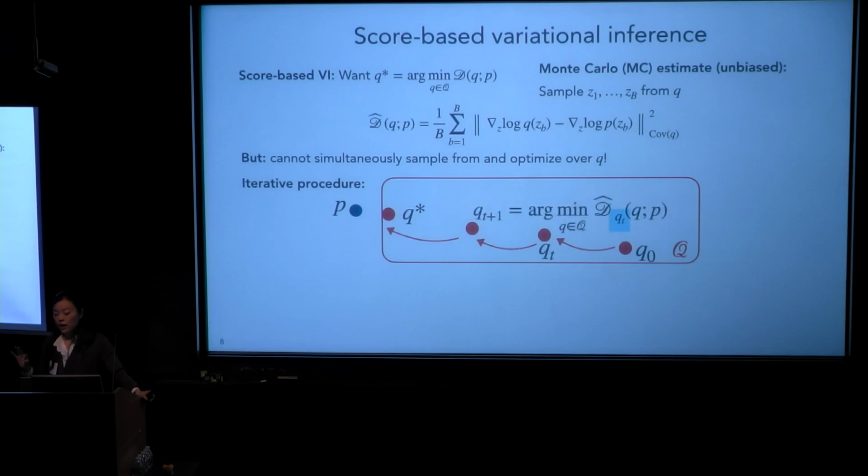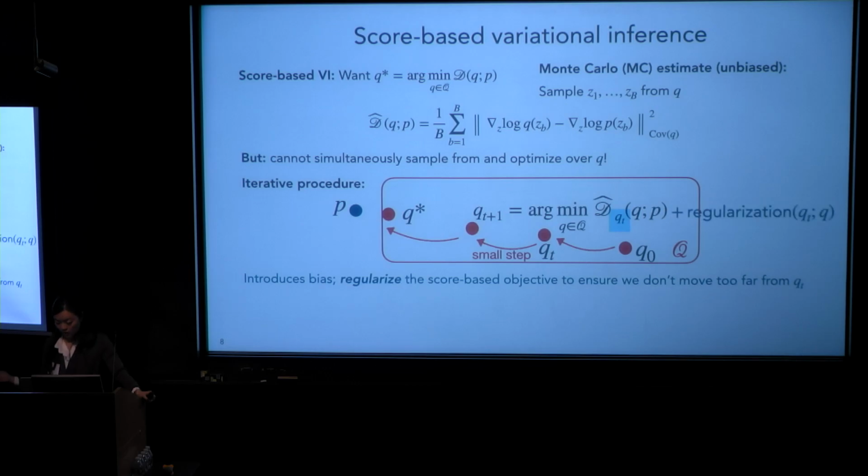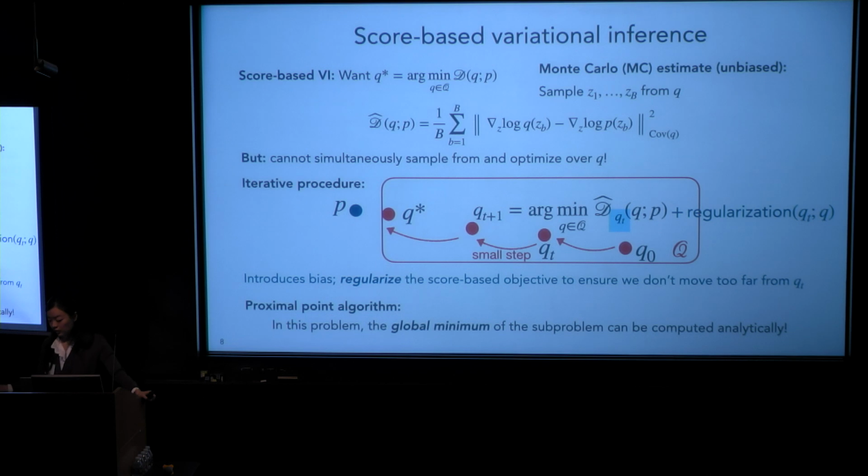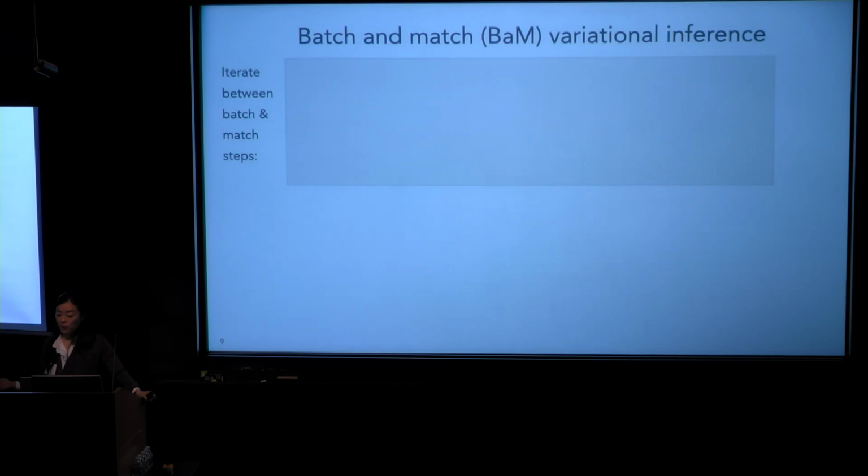And what we'll do at the tth step is sample from the current variational estimate, Q of t, to form our estimate of the divergence and try to minimize that instead. So this is going to introduce some bias. So we're going to add some regularization to our score-based objective to ensure that we don't move too far from Q of t. So we'll add some regularization term. In particular, what I'm describing is also called a proximal point algorithm. And in our particular problem, the global minimum of the subproblem can actually be solved analytically. And so this brings us to our actual algorithm, which we call batch and match variational inference.